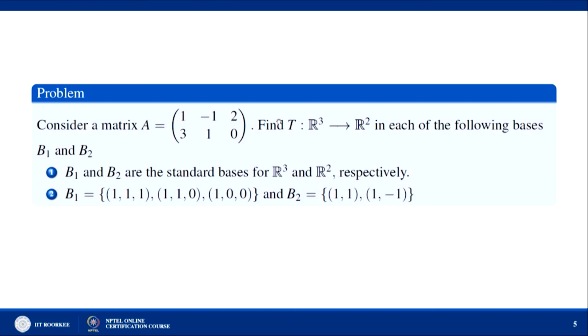Consider a matrix A of 1 minus 1 2, 3 1 0. We have to find a linear transformation T from R3 to R2 in each of the following bases B1 and B2. First of all, the first one is the standard basis of R3 and R2. So, T is from R3 to R2. Matrix A for both the problems is the same.